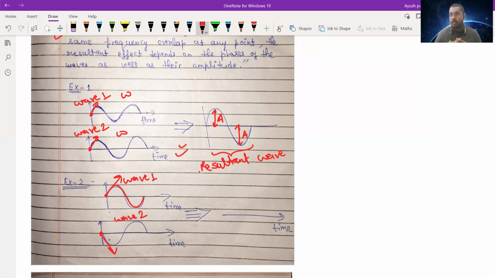If these two waves overlap, they will give zero amplitude, because the positive amplitude of wave 1 will be nullified by the negative amplitude of wave 2. Similarly, the positive amplitude of wave 2 will nullify the negative amplitude of wave 1. So the amplitude of the resultant wave will be 0. This is how the resultant wave after interference depends on the phase and the amplitude of the two waves.